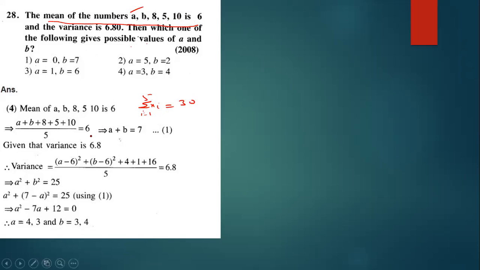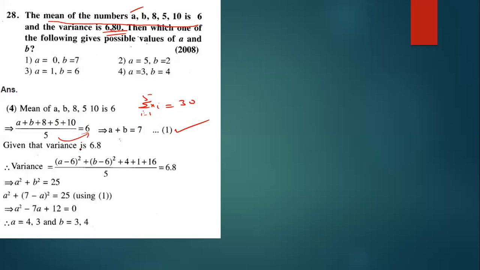Accepting this point? The sum of these numbers is how much? 30, dear students. And the variance is how much? 6.80. Then one of the following gives possible values of n. Okay, they're asking. Fine. So from this case, equation 1 is coming: a plus b is equal to 7.